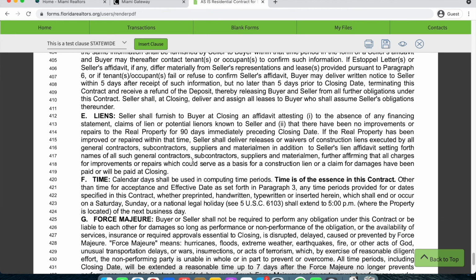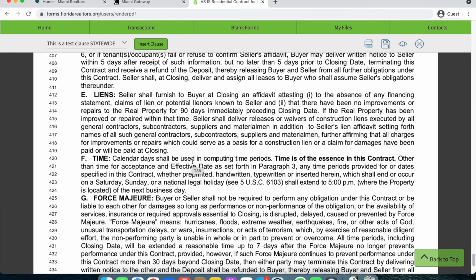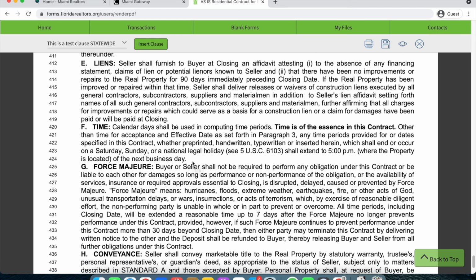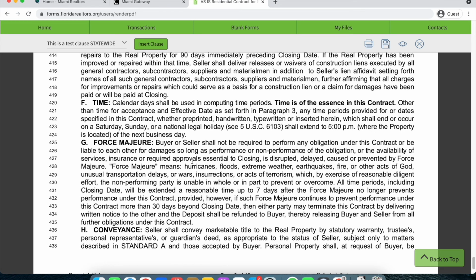Okay. Liens: the title agent preparing the closing docs will be requesting a lien search on the property, and obviously you'll have the ability to review that lien search and make sure that everything is in order before you close.